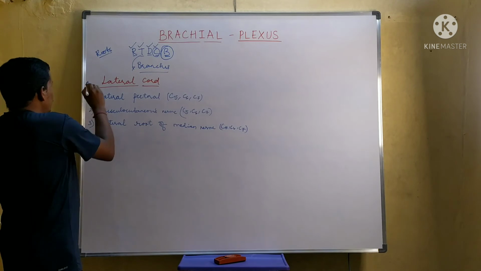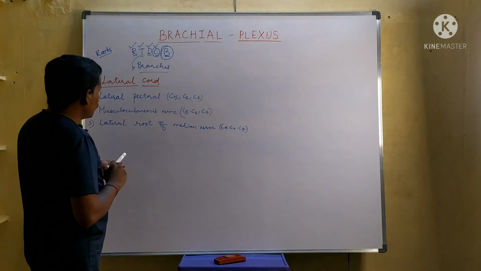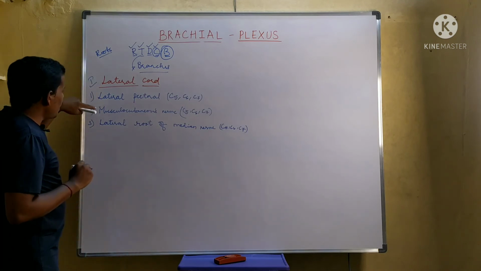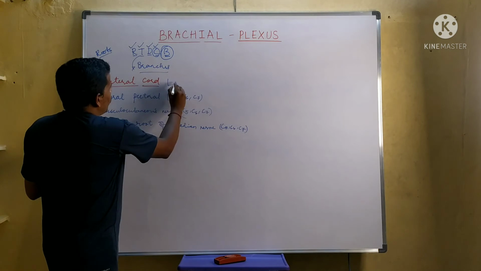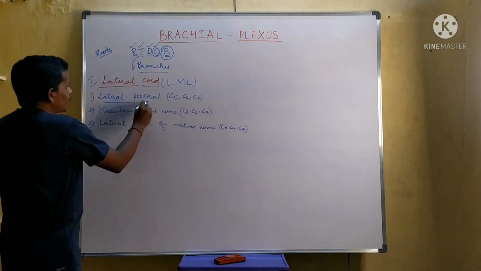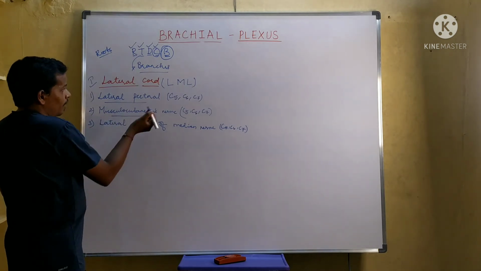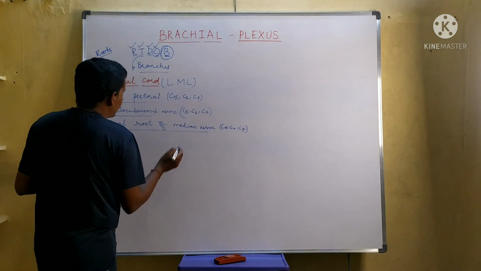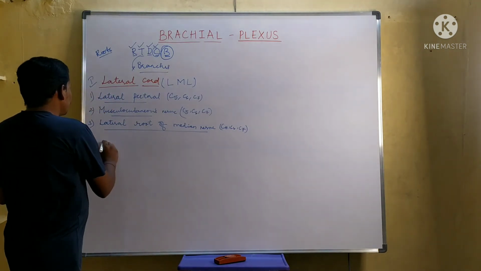Okay, these are the branches of the lateral cord, and a very easy mnemonic I will tell you guys. Just remember LML in order to remember the branches of the lateral cord. First L indicates lateral pectoral nerve, M indicates musculocutaneous nerve, and another L indicates the lateral root of the median nerve. Now let us see the branches of the medial cord.